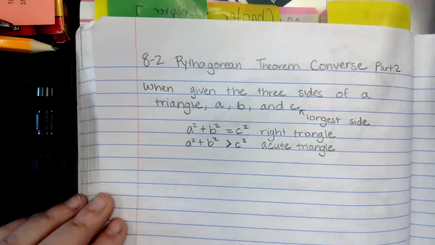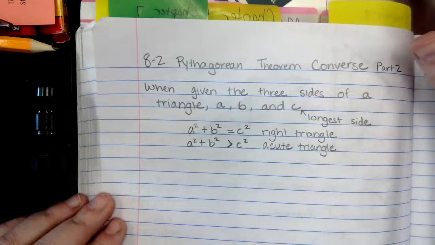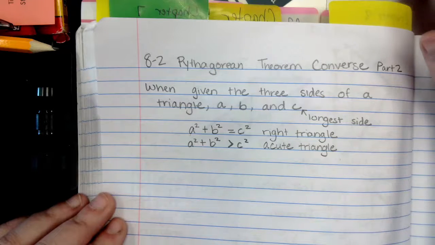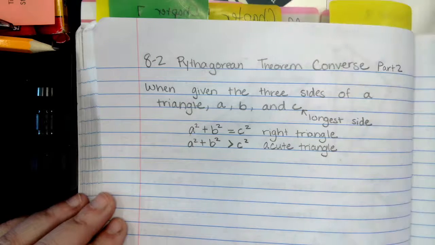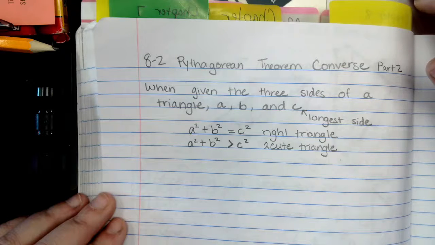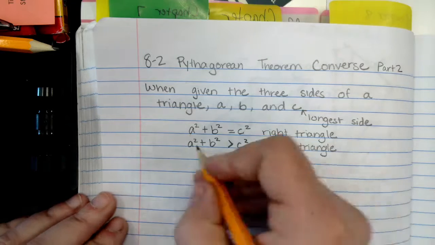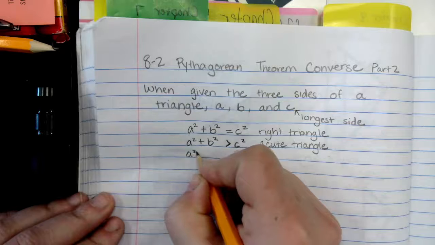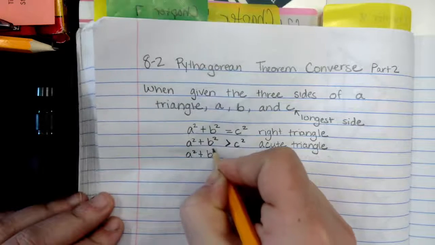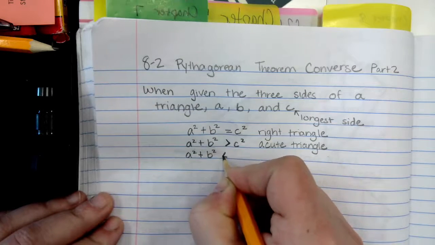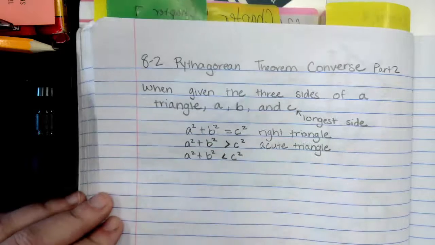Okay, and we only have one more left. What's our other option that we could do? Good. A squared plus b squared is less than c squared. And that's going to tell us that we have an obtuse triangle.